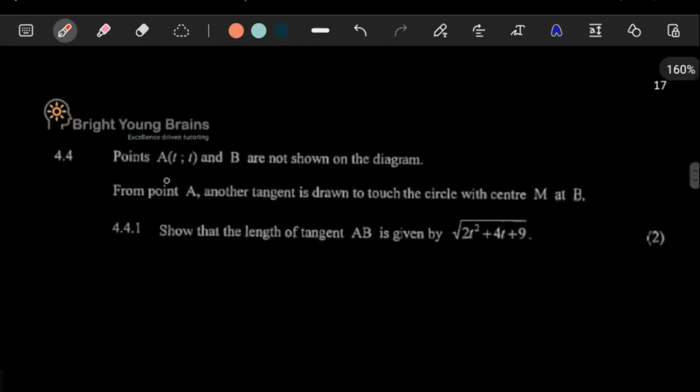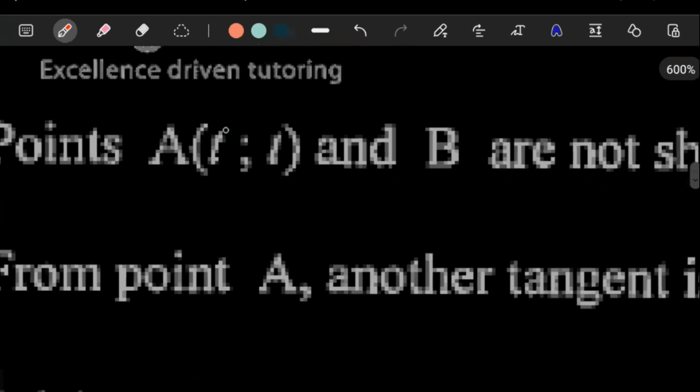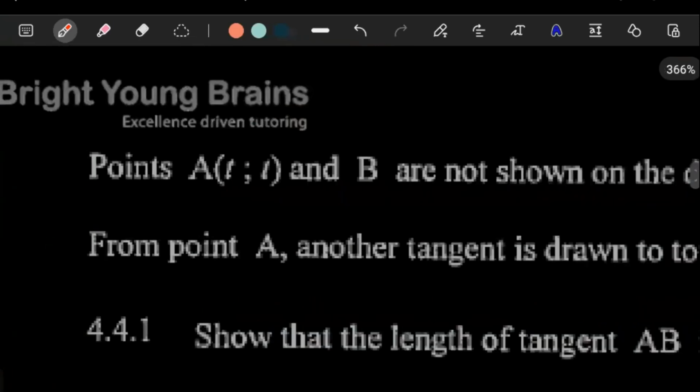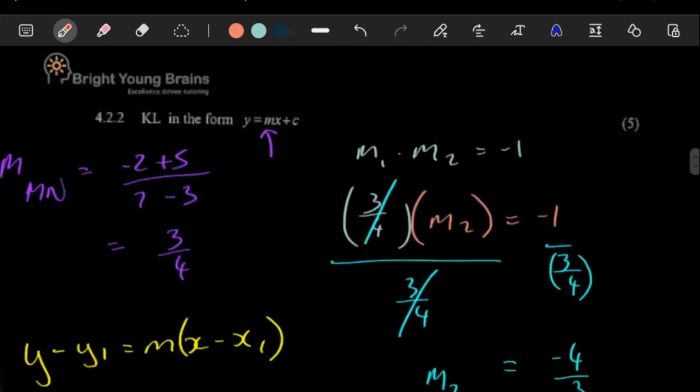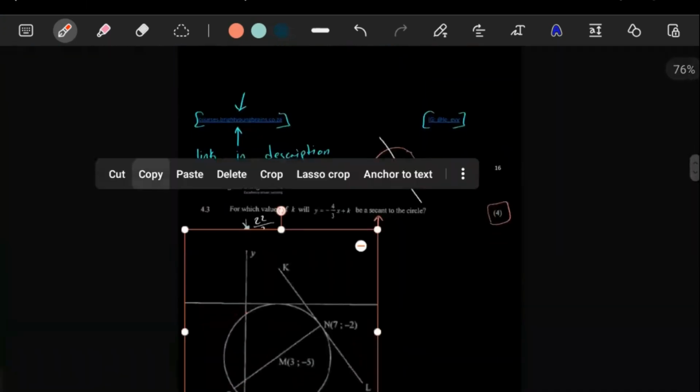It says point A. A looks like it's a point where the x value and the y value are the same. They are not shown on the diagram. Point A and B are not shown on the diagram. Okay. And then they said here, from point A, another tangent is drawn to touch the circle with the center M at B. But before we get on reading, we might as well get our sketch.